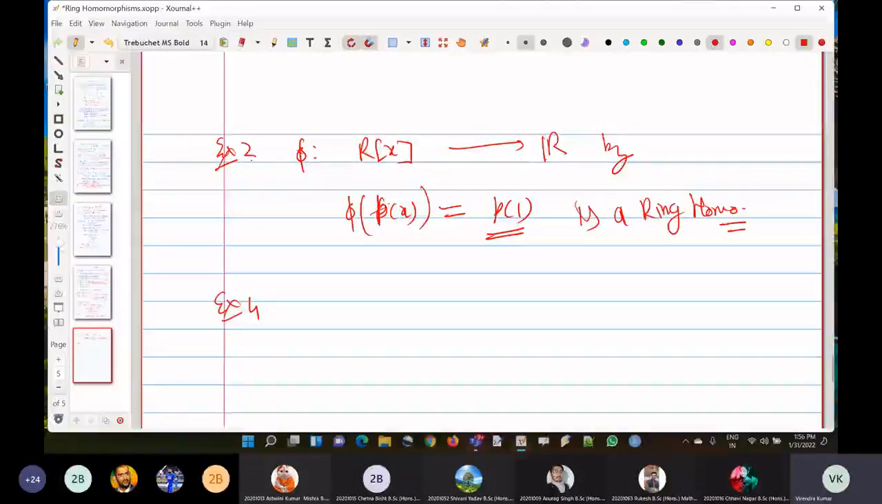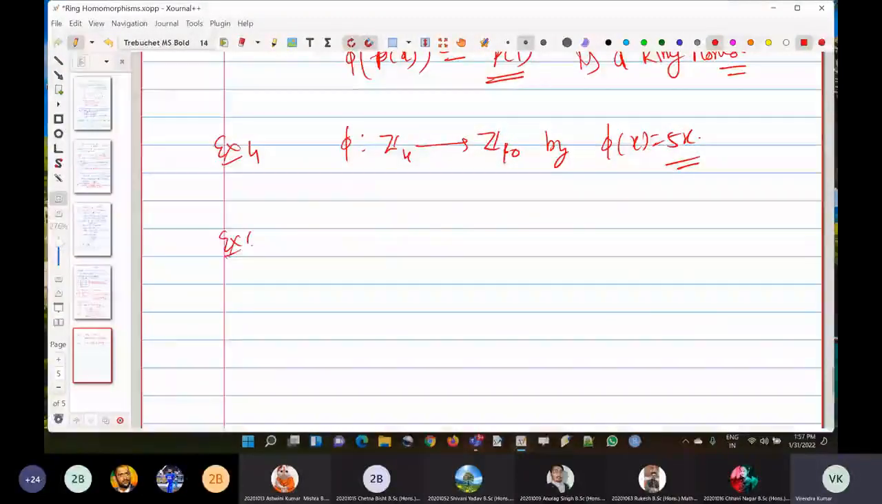Then there is example number 4. This was 3, and they are talking about phi from Z4 to Zn, and this we have discussed. In detail you can see in the book how they define it by phi of x equals 5x. So you can get the details in your book.